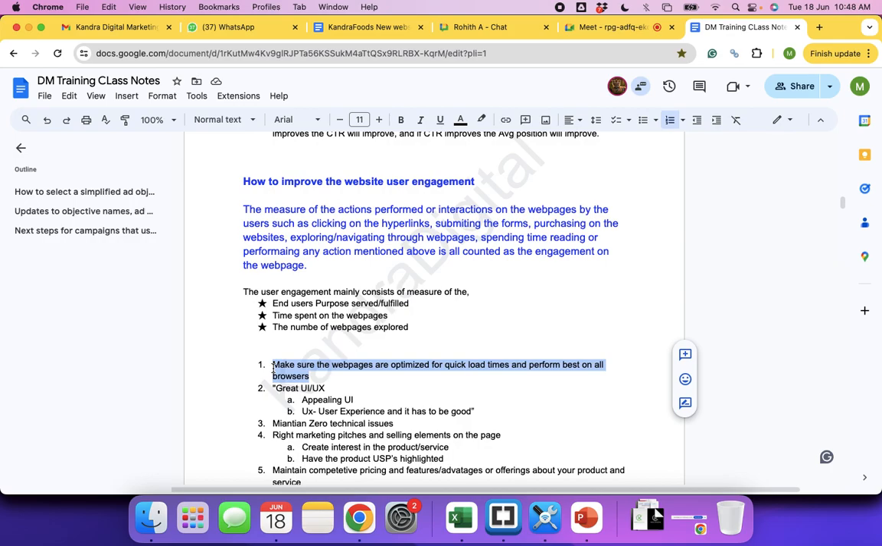Next, right marketing pictures and selling elements on the web page. So write marketing and selling elements. An example: let's say a salesperson is selling a product, let's assume he's selling a copper bottle. He just says, sir, this is a copper water bottle, you can buy it, or you want to buy it. This is all he would hardly ask.